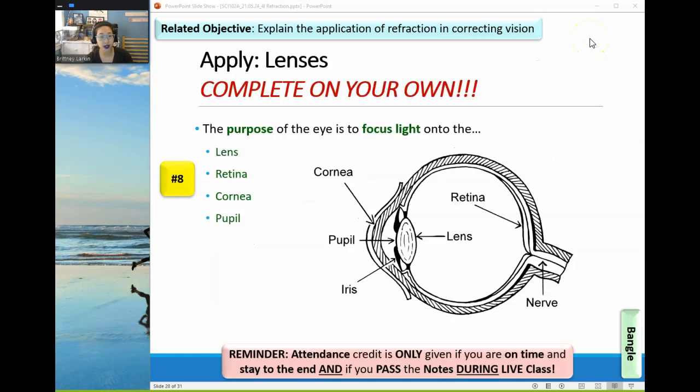All right, so the last question here you need to complete on your own. I've said this 1,000 times at this point. What is the purpose of the eye? To focus the light onto which part? Are we focusing it onto the lens in the front? Are we focusing it onto the retina in the back, the cornea in the front, or the pupil, which is between the lens and the cornea? Go ahead and pause the video and continue playing when you're ready.